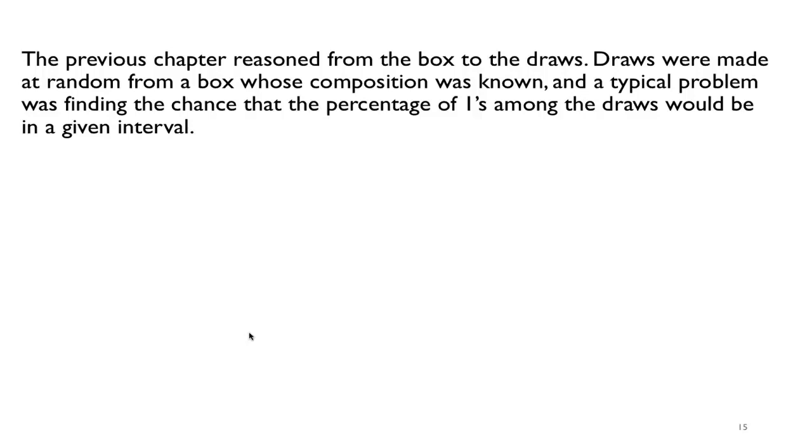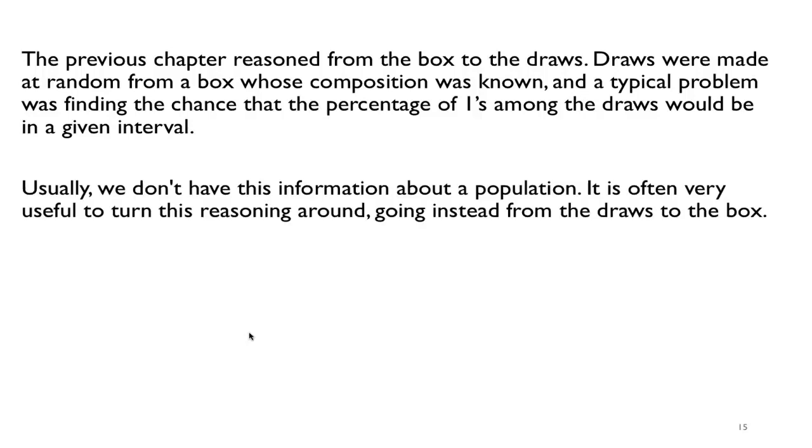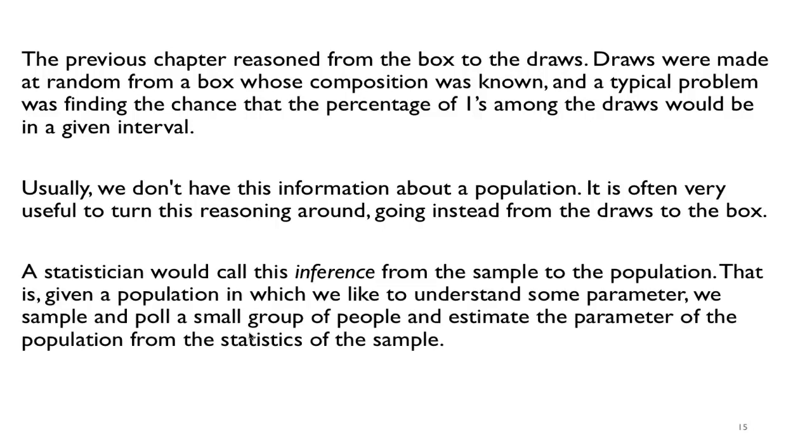Draws were made at random from a box whose composition is known. But now, in practice, this doesn't happen. Usually, we don't know anything about the population. That's why we want to do a poll or a study or a survey. So it's more useful to turn this reasoning around, going from the draws, the sample, to the box. This is called an inference, where we pick a sample, we learn something about the sample, and then we infer some information about the population.